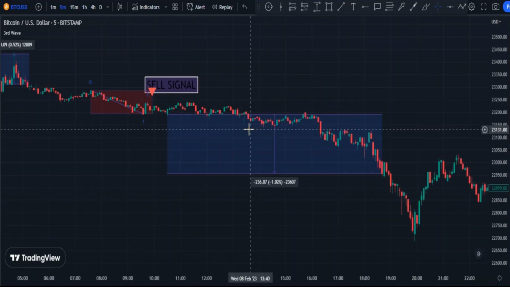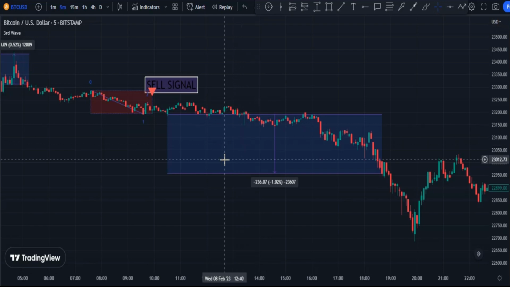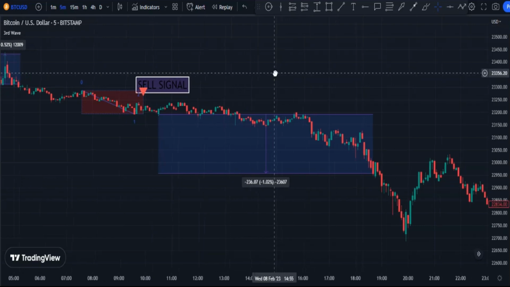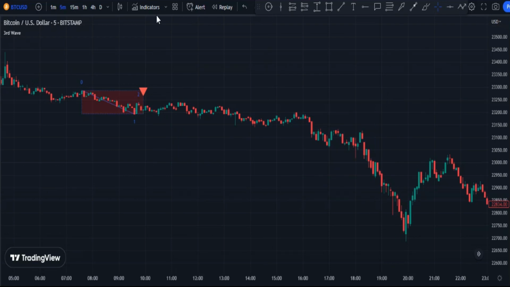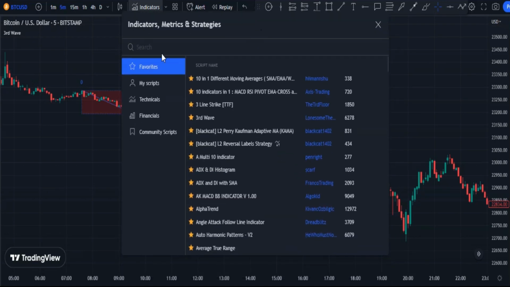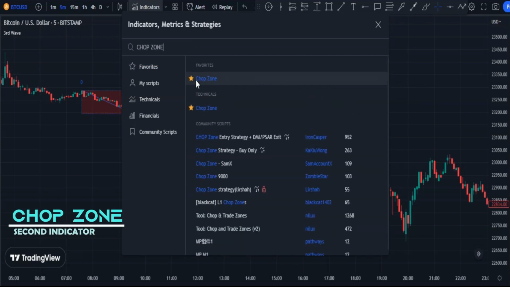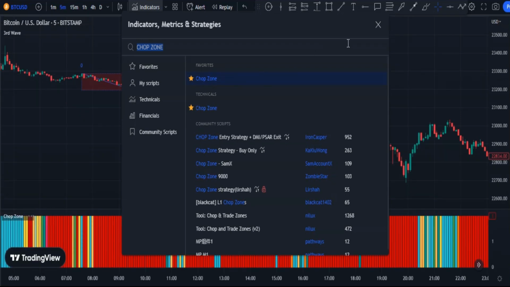But it's not logical to use a signal indicator alone in a strategy because it causes us to get more fake signals during market range. So to make our strategy more precise, I'll add a second indicator to the chart. In order to do that, I open the Indicators tab and type Chop Zone in the search bar. And I add this indicator that you can see here to my chart.